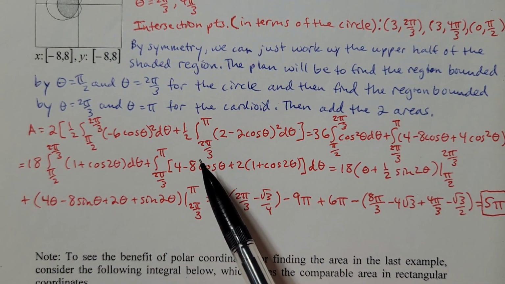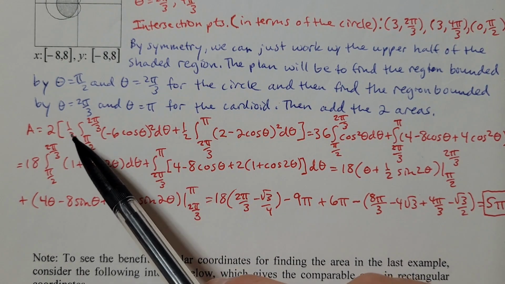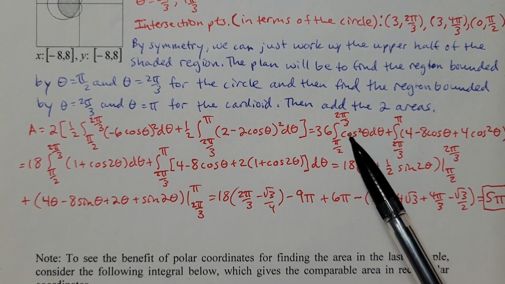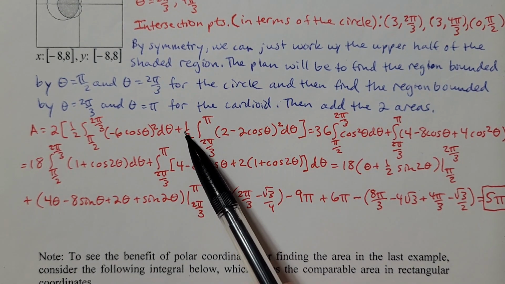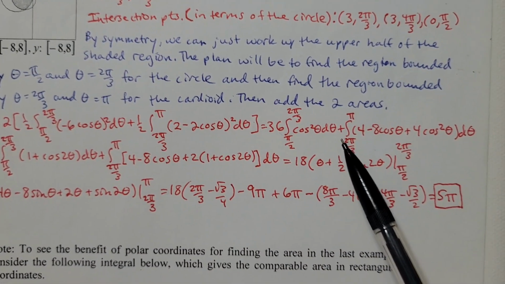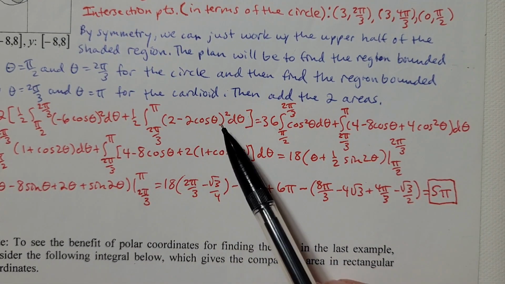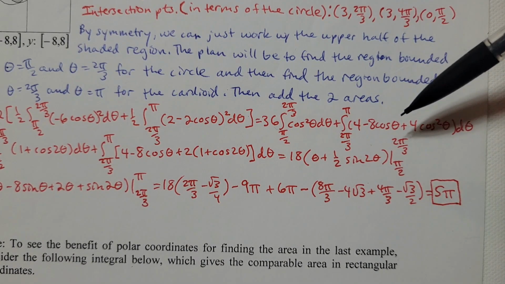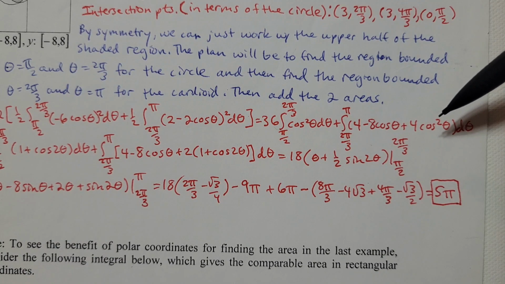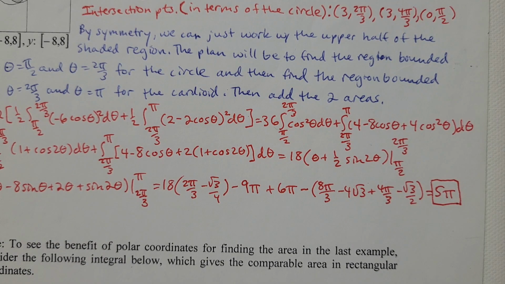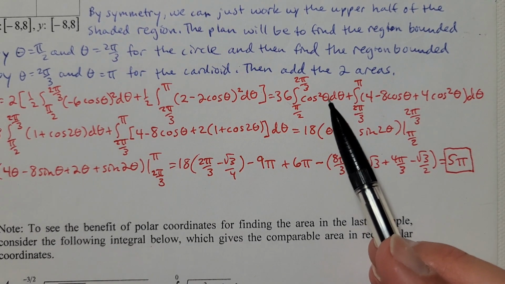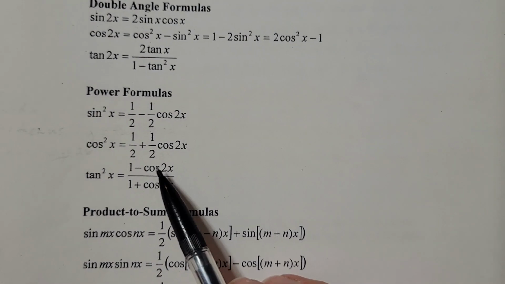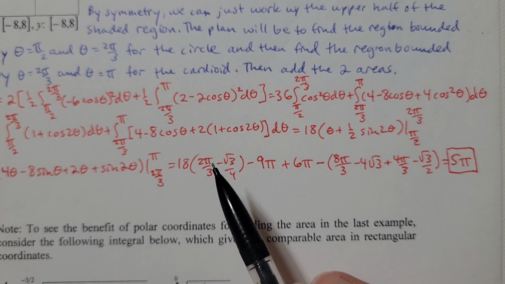And then there's the 2 in front using symmetry. If I bring in the 2, 2 times 1/2 is 1, right? And -6 squared, that's 36. 36 is a constant, I can bring that outside the integral. This 1/2 is gone because it's times 2, right? And let me go ahead and FOIL this out. So 2 minus 2 cosine theta times 2 minus 2 cosine theta, that's 4 minus 8 cosine theta plus 4 cosine squared theta, d theta. And with cosine squared theta, I'm using the power reducing formula. We got 1/2 plus 1/2 cosine 2 theta.